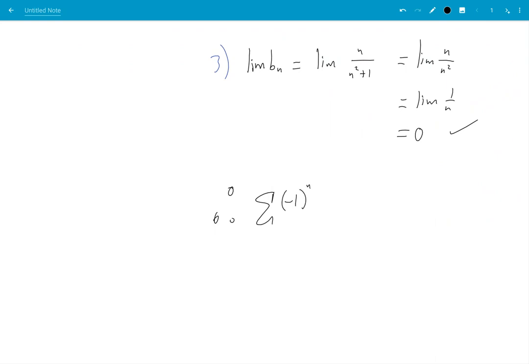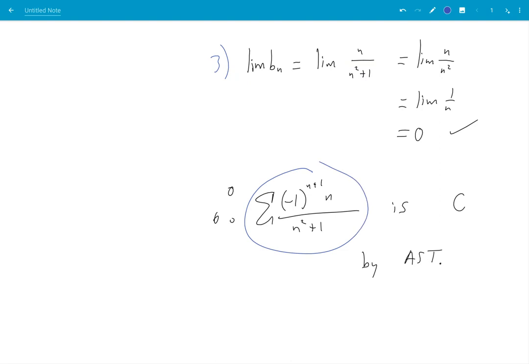Concluding statement. So the original series is convergent by AST. If you don't feel like writing this thing again, you can just say the original series. Sometimes I write that, but so the original series is convergent by alternating series test.